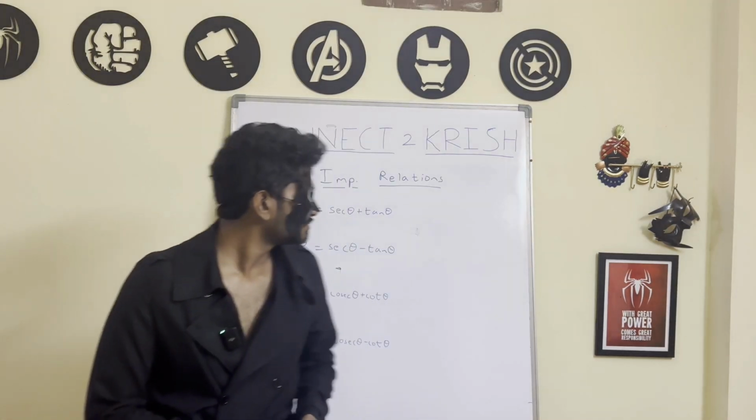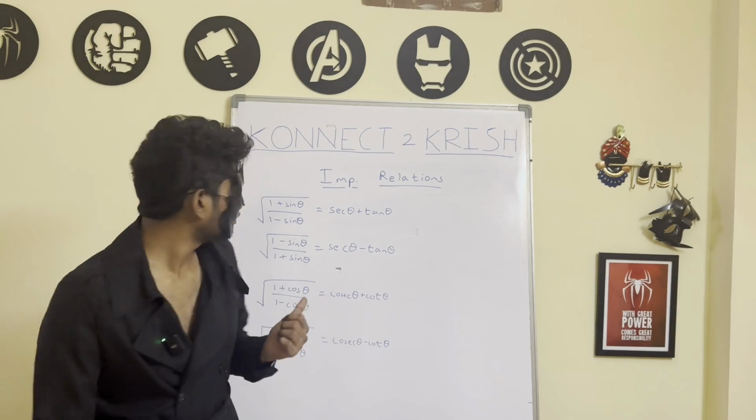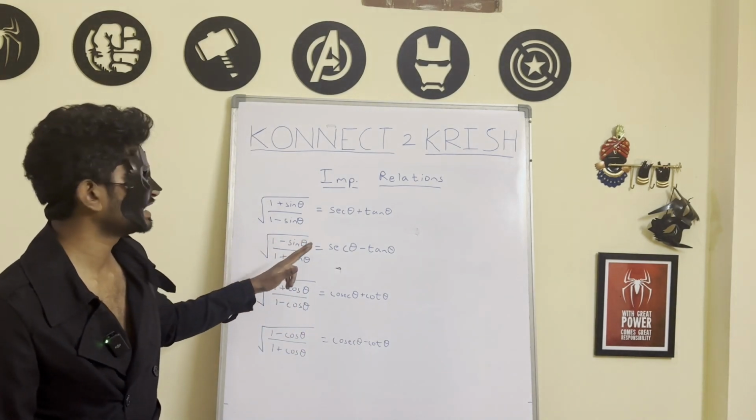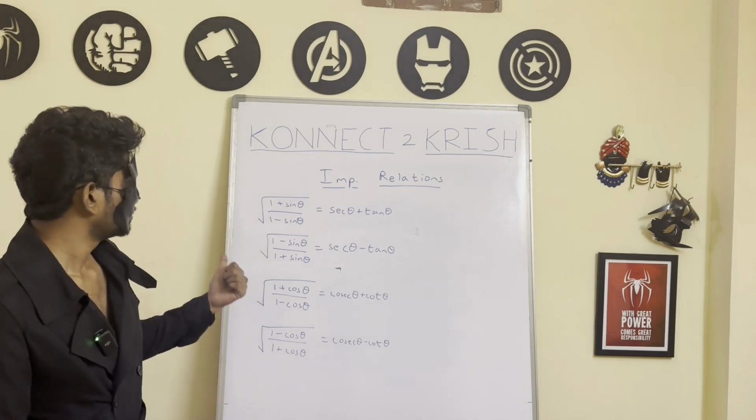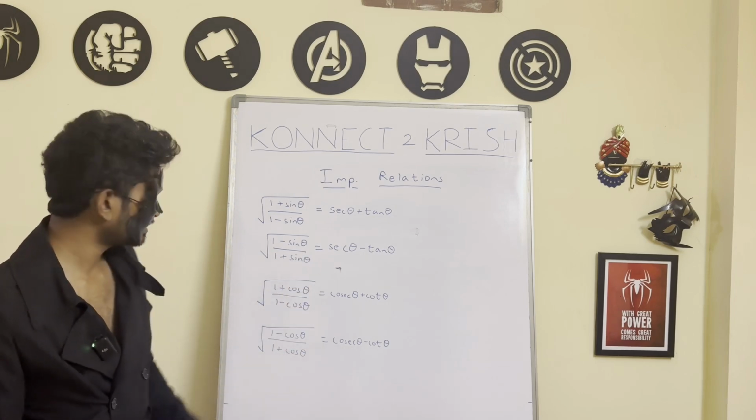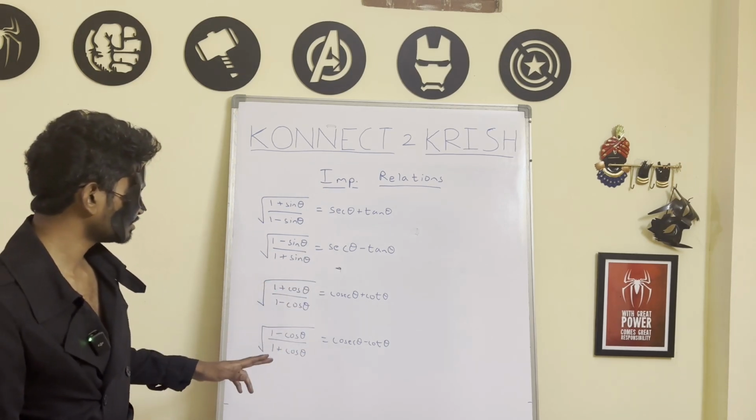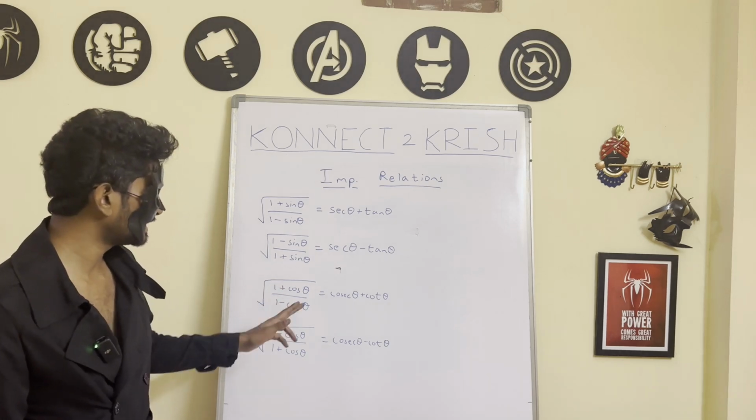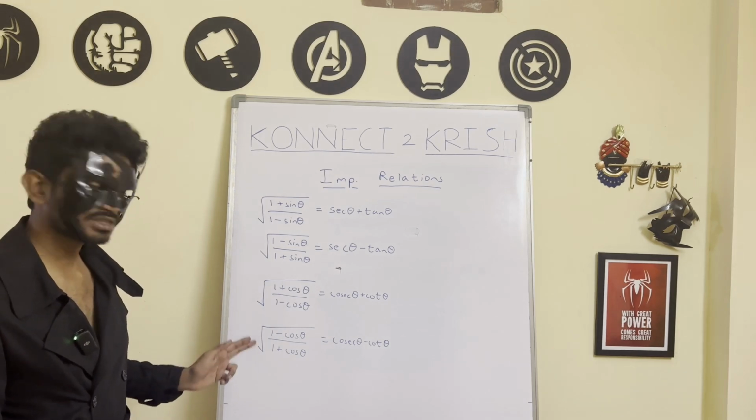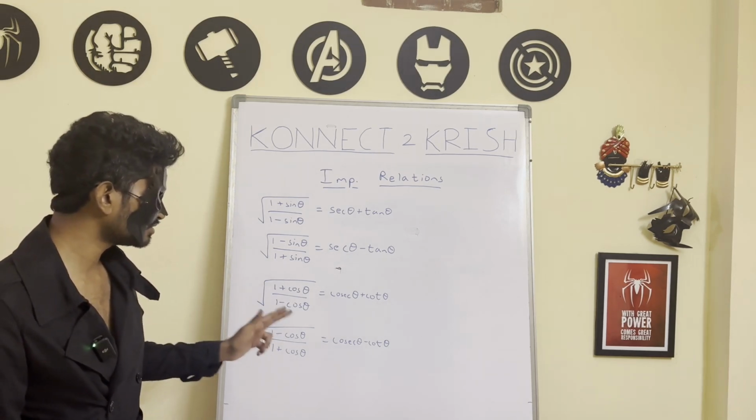So superhumans, a few more important relations you need to remember: square root of (1 plus sin theta) by (1 minus sin theta) is equal to secant theta plus tan theta. Square root of (1 minus sin theta) by (1 plus sin theta) is equal to secant theta minus tan theta. Square root of (1 plus cos theta) by (1 minus cos theta) is equal to cosecant theta plus cot theta. Last one, square root of (1 minus cos theta) by (1 plus cos theta) is equal to cosecant theta minus cot theta.